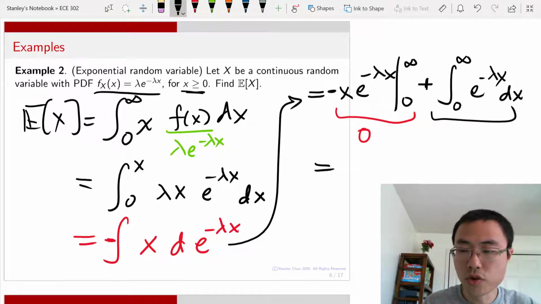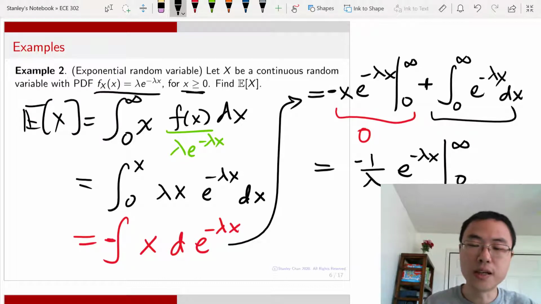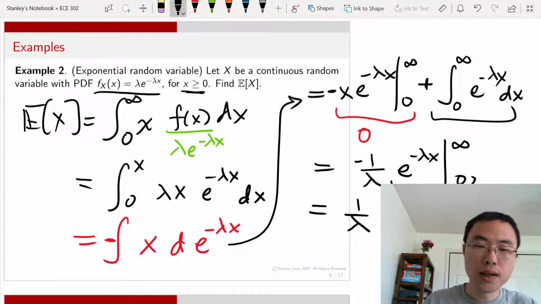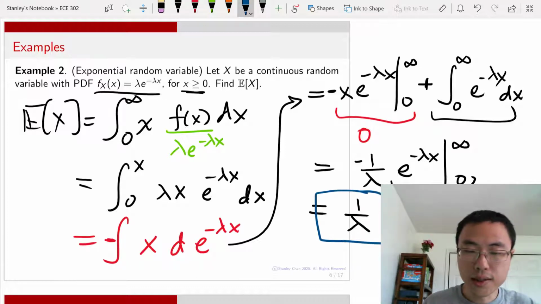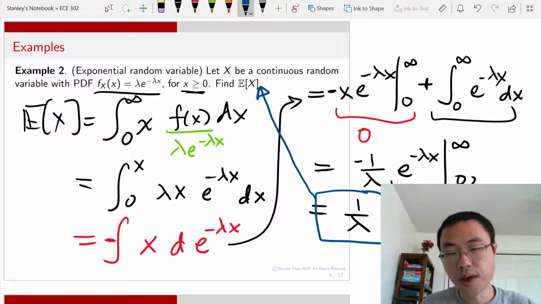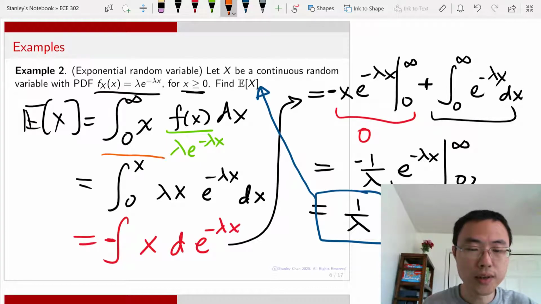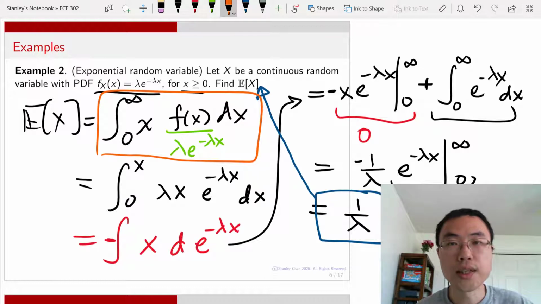And then you calculate the second integral. The second integral is just the integration of e minus lambda x, so that will give you 1 over lambda minus e minus lambda x, which you evaluate from 0 to infinity. That will give you 1 over lambda, because that constant is just 1. And so we have shown that the expectation of this random variable x is 1 over lambda. So you can see that the most important thing is to calculate this integration. The rest is just simple calculus.